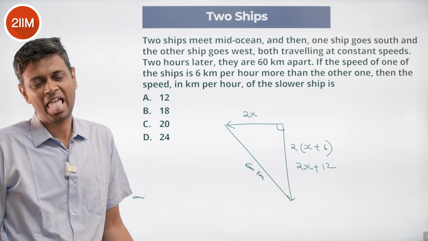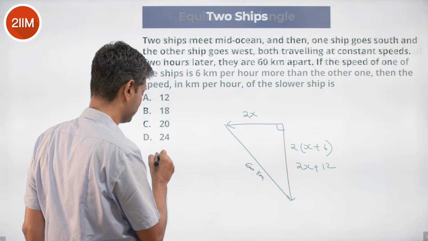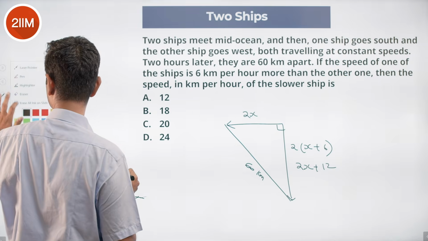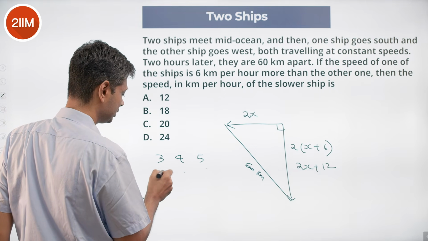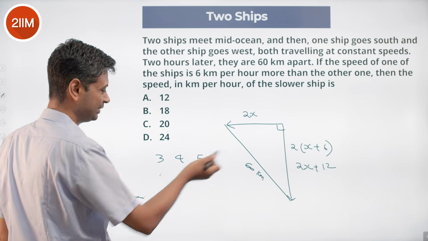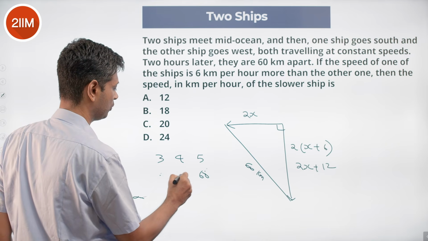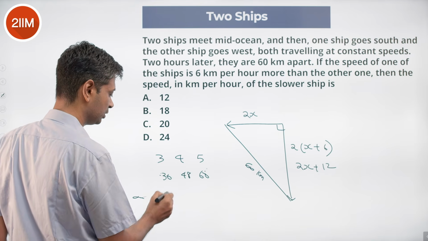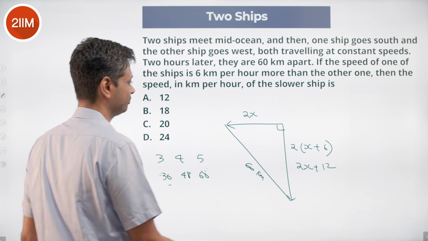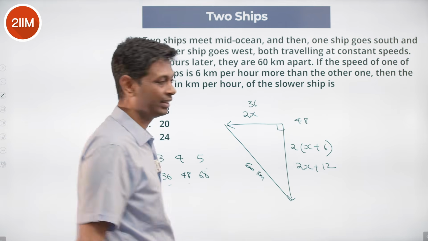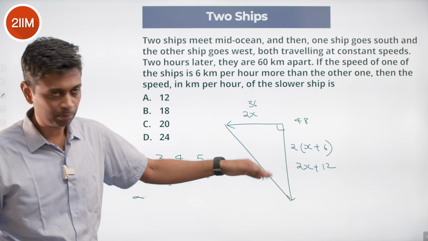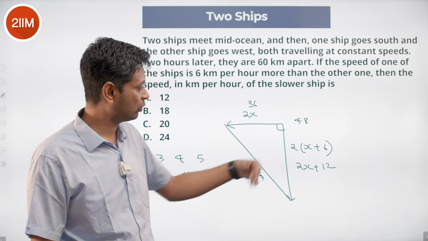60. I will think about 3, 4, 5, or 5, 12, 13, or 7, 24, 25. This is 60, 60, 48, 36. The difference between these two is 12. That works. So this is 36, 48, 60. That's the Pythagorean triplet. So the faster ship has covered 48 kilometers.